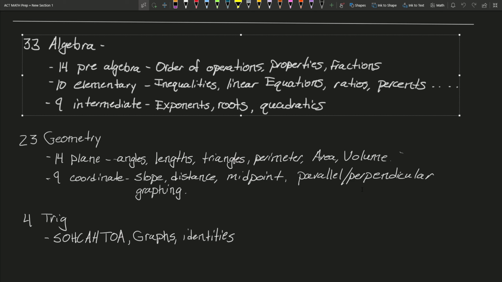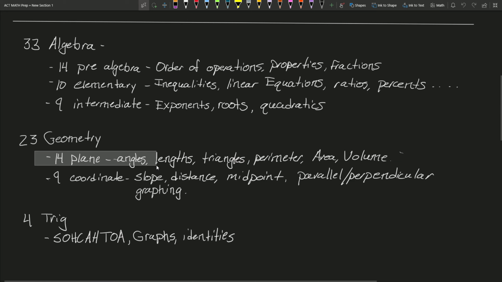Okay. Then there's 23 geometry. So 14 planar geometry. Again, angles, lengths, triangles, perimeter, area, volume. And then 9 coordinate. Again, slope, distance, midpoint, parallel and perpendicular lines and their equations, and then graphing. So really, these first 14 are what you would think of as actual geometry. It has to do with angles and lengths and stuff like that. These bottom 9 questions are equations of lines, using graphs to graph them, finding slope and stuff like that.